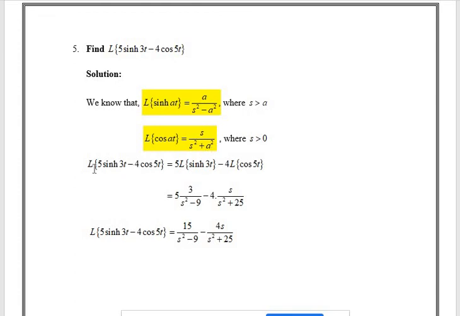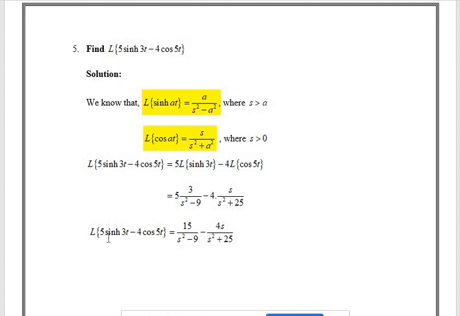Then by using these results, let us expand L of 5 sin hyperbolic 3t minus 4 cos 5t, that is 5 L of sin hyperbolic 3t minus 4 L of cos 5t. So sin hyperbolic 3t's expansion is 3 by s square minus 3 square, that is 3 by s square minus 9. Minus 4 into Laplace transformation of cos 5t is s by s square plus 5 square, that is s by s square plus 25.